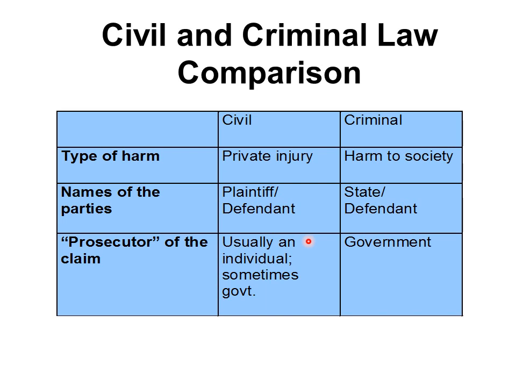The prosecutor of the claim is the person that was harmed. The government, of course, is the plaintiff in a criminal claim. The prosecutor is the government in a criminal type of claim.